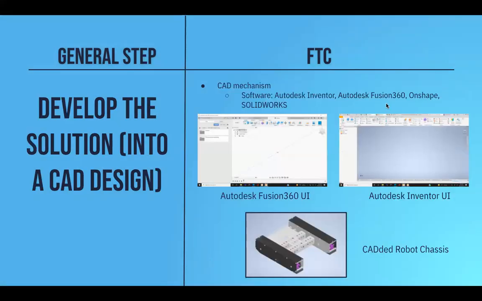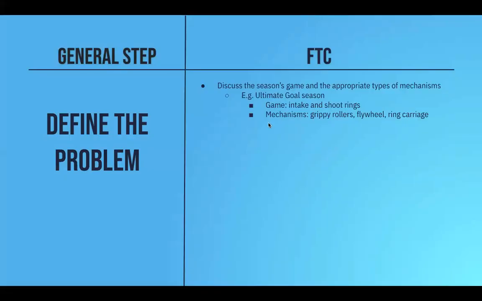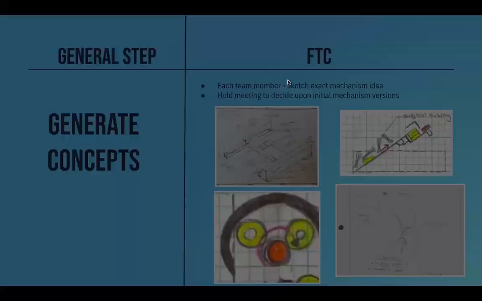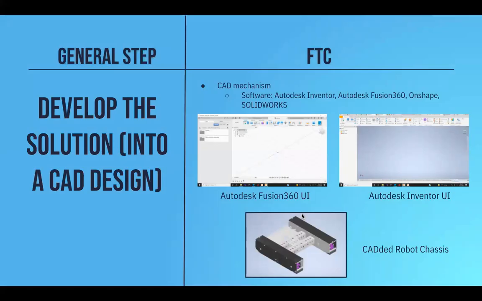Once we choose a solution, the next step is to CAD it, or pretty much 3D design. We use a lot of different software such as Autodesk Fusion 360 or Inventor, and then SolidWorks and Onshape are two other things that we use. If you look at it, you see this is the chassis design that we thought of, and this is how it ended up.